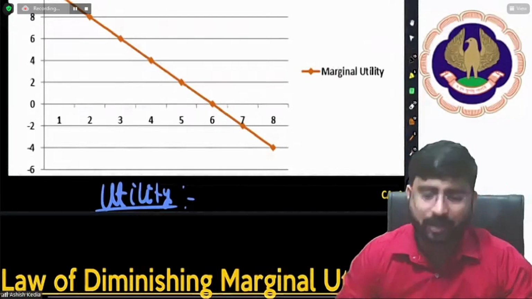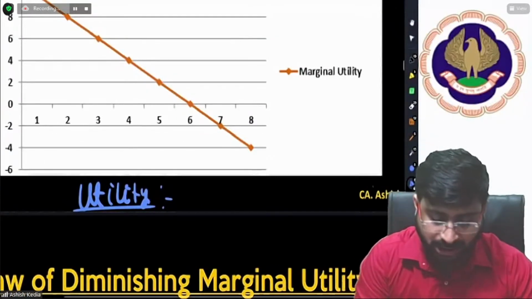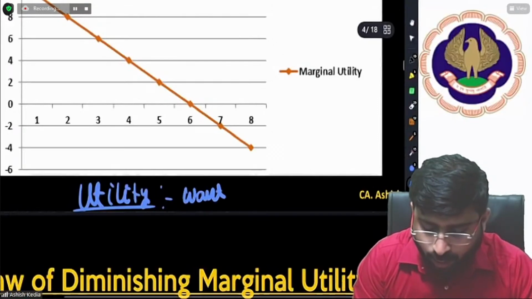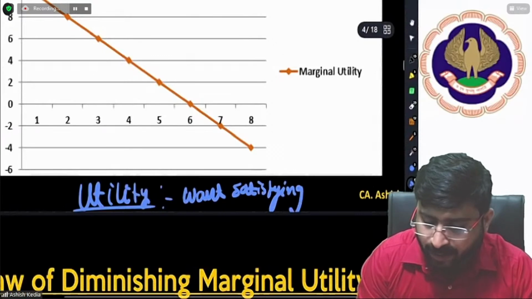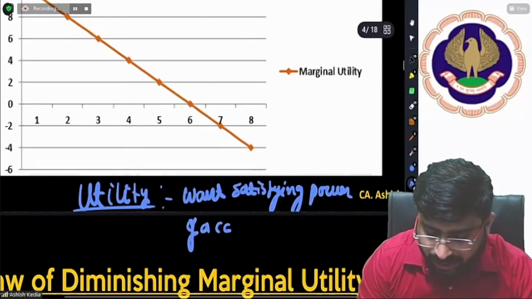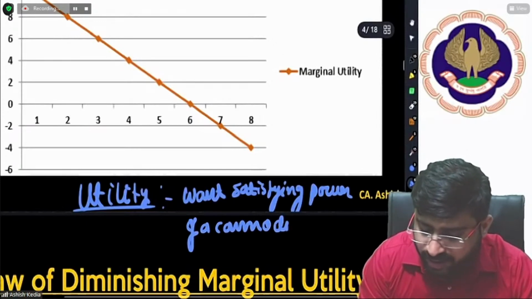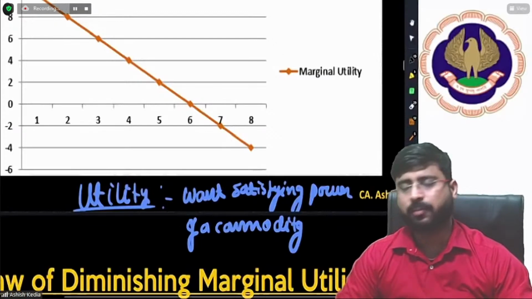What is utility? First, let's learn. Utility is the want satisfying power of a commodity. What is utility? Want satisfying power of a commodity. All of us will write it down in the chat. Only once you write it down in the chat, I will move forward.